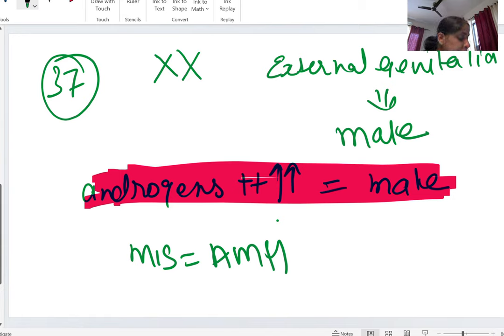And the last option, ovaries and uterus are absent. Ovaries and uterus are present because they are double X. Y is absent, so from the genital ridge, ovaries will be there. And because MIS is not produced, Mullerian duct will make uterus and cervix and vagina. Is it clear, Dr. Sumit? Question number 37 is clear. All these questions you have to approach with the definitions. If you approach with definitions, you will be able to reach the answer. Okay.